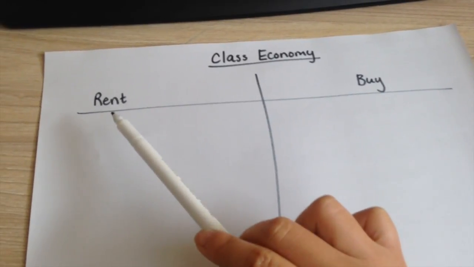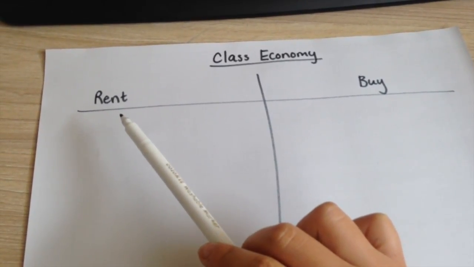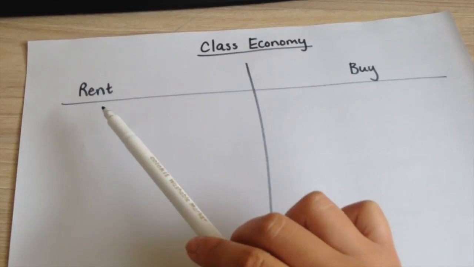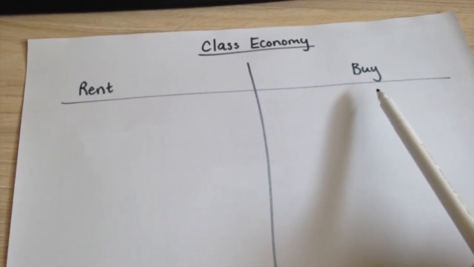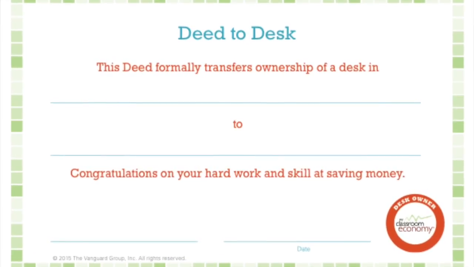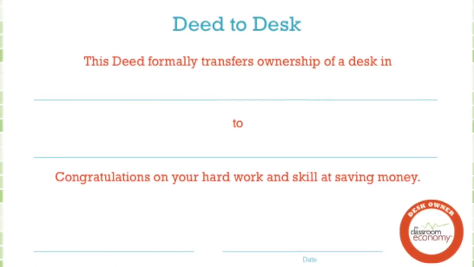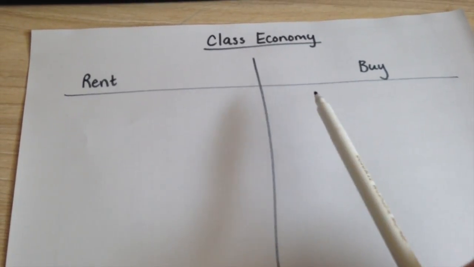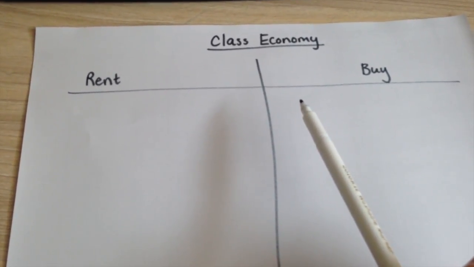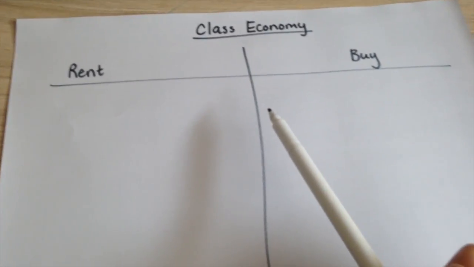If you choose to rent your desk, you will be paying every single month and you will not own the desk. If you choose to buy your desk, you will receive a deed to your desk and it will belong to you. You will have full ownership of your desk. So in order to figure out which one is best for you in your situation, you need to go ahead and look at both options.